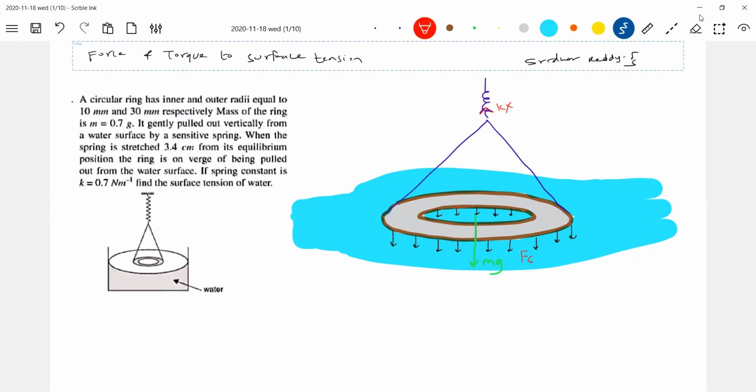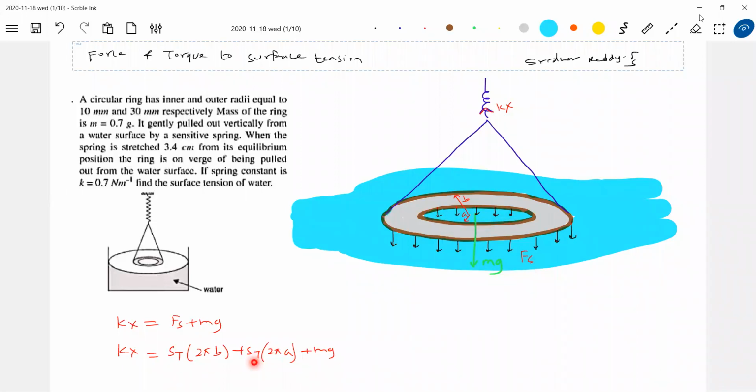Let's equate. Let the inner radius be A and the outer radius be B. The spring force will balance the force due to surface tension plus the weight. He has given the elongation, the spring constant, everything. Force due to surface tension, how to calculate? Surface tension into length. Length will be how much? 2 pi B. Surface tension into 2 pi B. The only thing is, please do understand that surface tension is not a point force. It will act at all points, so going around 2 pi B, surface tension into 2 pi B will be the force due to surface tension. On the inner ring also.